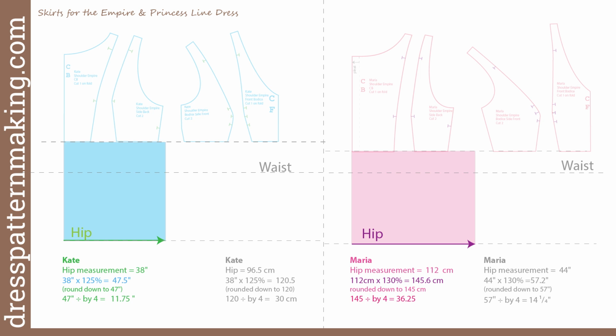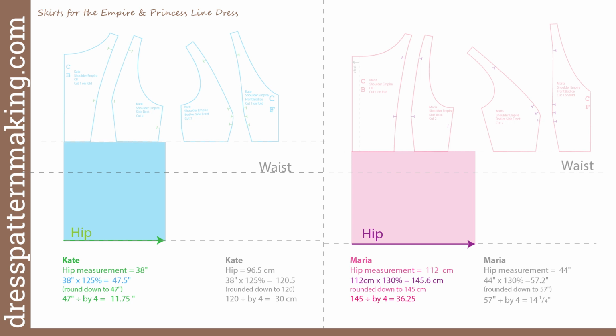For me, I'm going to multiply my hip measurement by 130%. I'll take my hip measurement of 112 centimetres and multiply it by 130%, giving me 145.6 centimetres. I'm going to round that down to 145, and actually I rounded down Kate's and forgot to mention it. 145 centimetres divided by 4 is 36.25 centimetres for the width of this rectangle. So for Kate, the width of the skirt at her hips is 25% more than her hip measurement. For me, it's 30% more than my hip measurement.